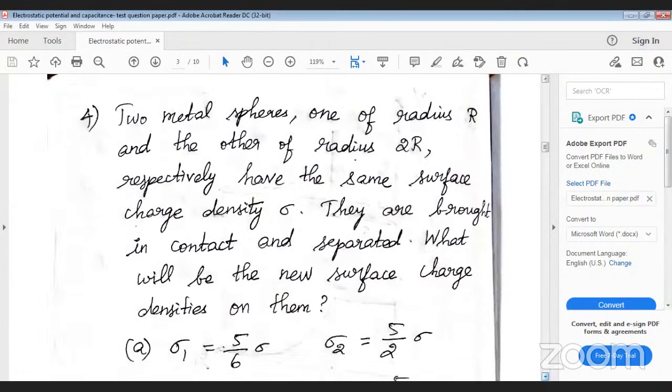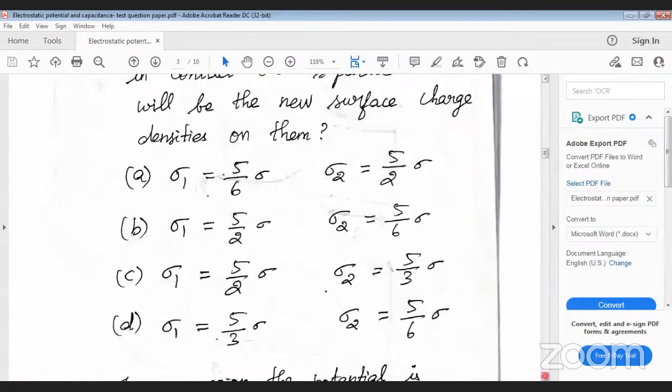Two metal spheres, one of radius r and the other of radius 2r, respectively have the same surface charge density. Let me repeat that again. Two metal spheres, one of radius r and the other of radius 2r, respectively have the same surface charge density sigma. They are brought in contact and separated. What will be the new surface charge densities on them? For that, you have 4 options, out of which you have to choose the correct option.